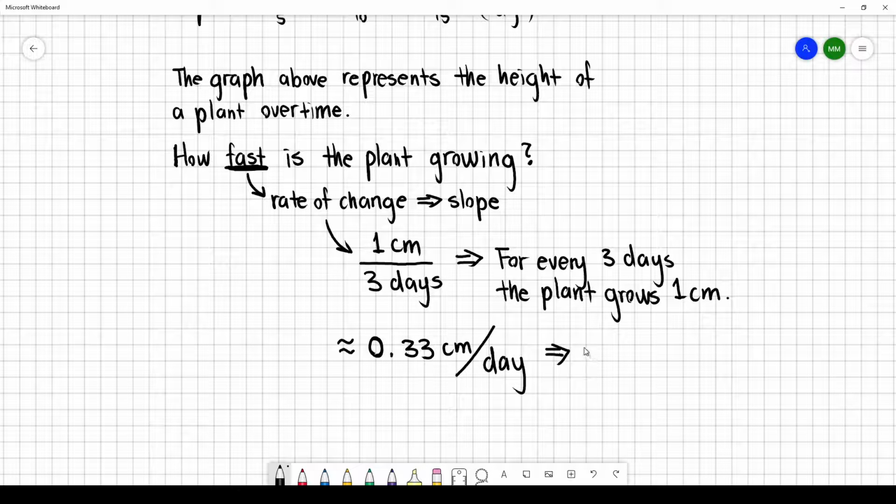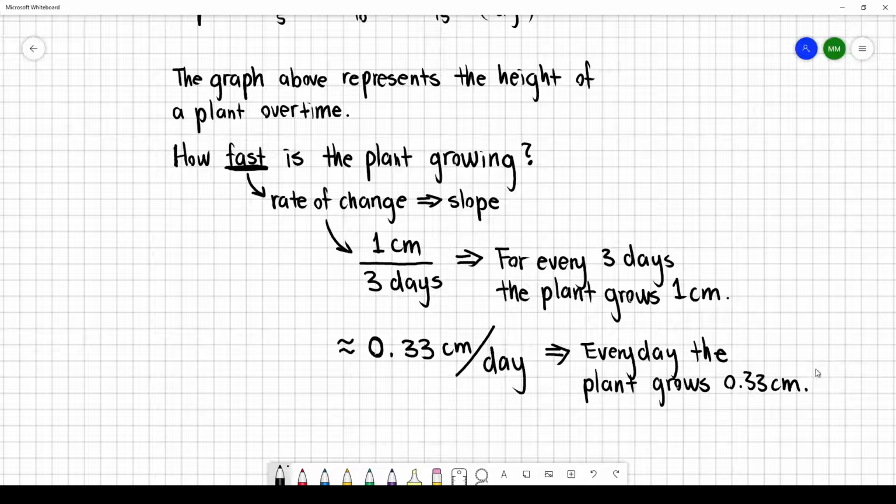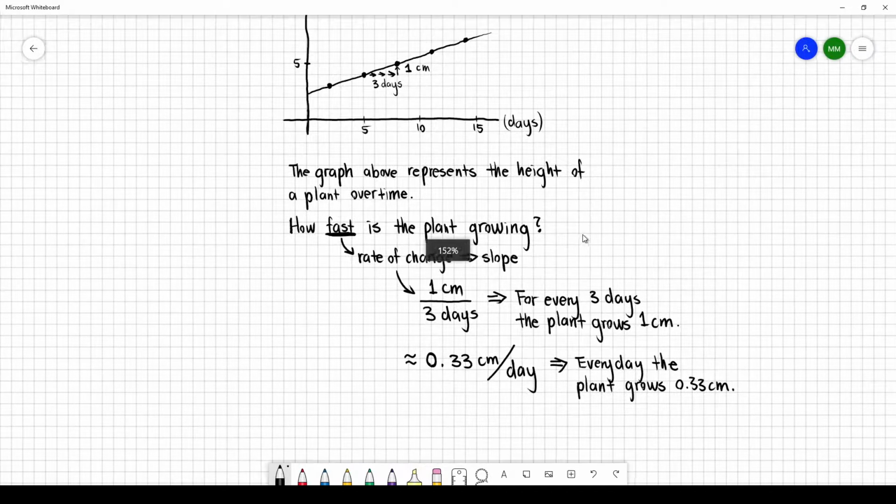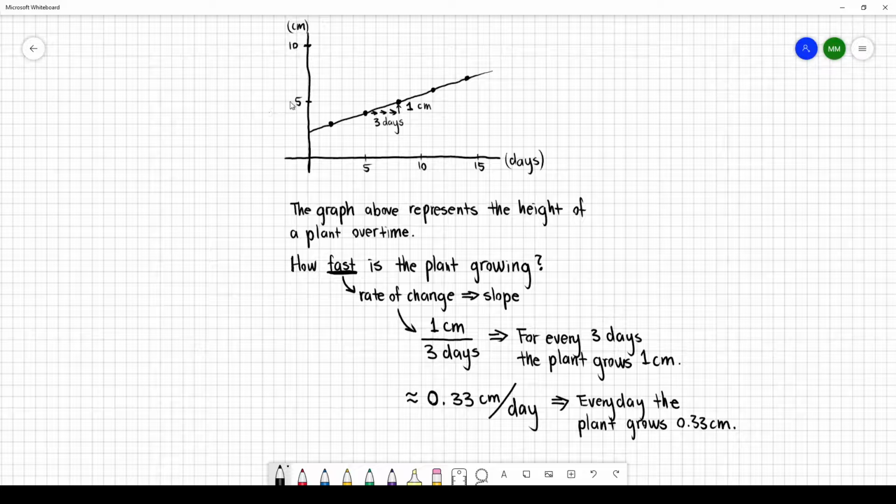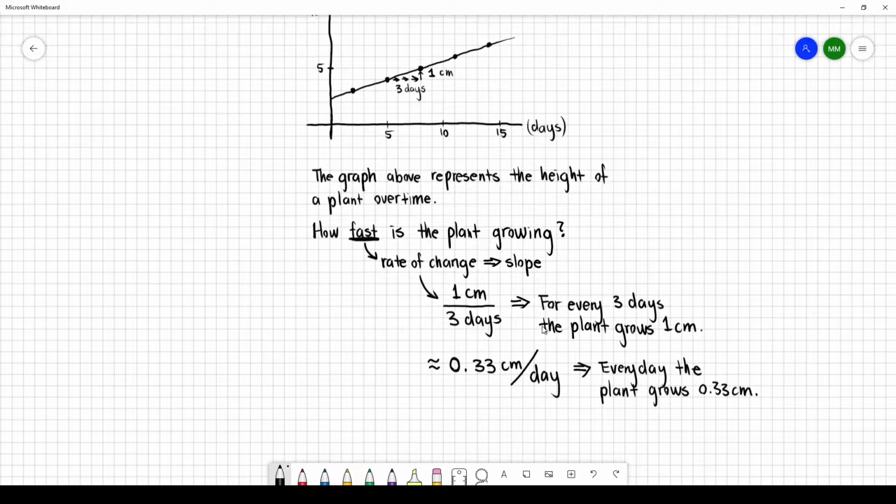So the other way you could look at it is every day the plant grows 0.33 centimeters. So that's the unit. The unit for the y-axis is centimeters, and the unit for the x-axis is days. So that's how you get centimeters over days.